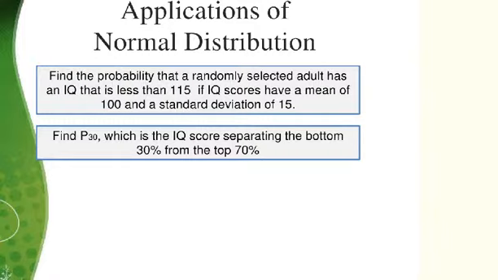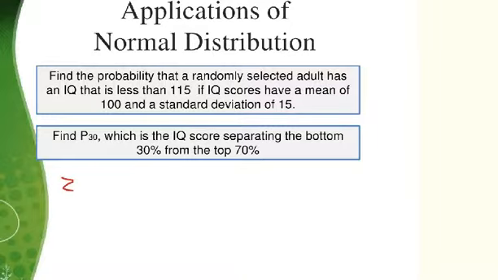So let's answer the first question. We're going to find the probability that a randomly selected adult has an IQ score that is less than 115. To do that, the first thing we need to do is convert 115 into a z-score so that we can look this up on our standard normal distribution table.